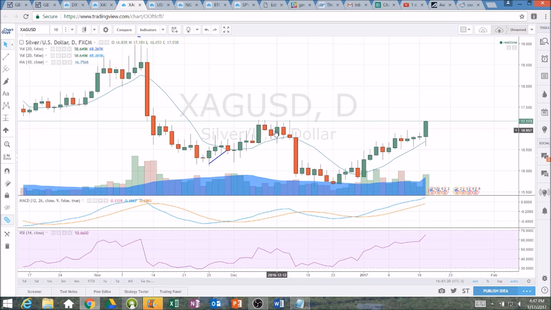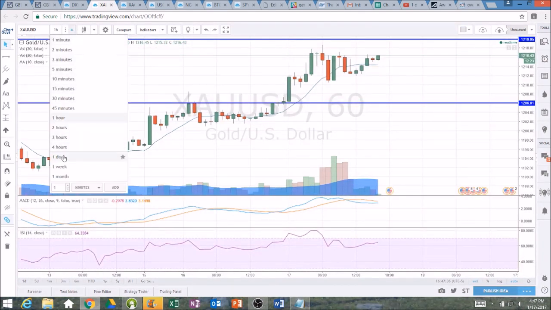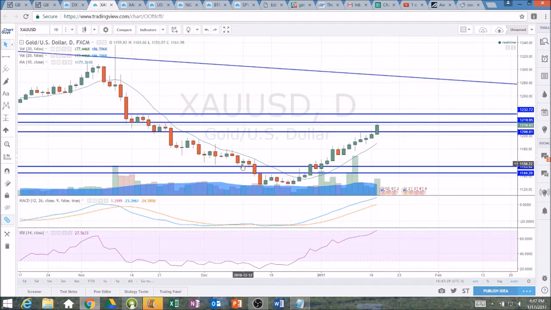Silver is still lagging behind gold. Silver is right now testing its high from December 7th, and if you look at the high on gold from December 7th, that's all the way back in the 1180s. So we're currently $40 above where silver is back testing that resistance.